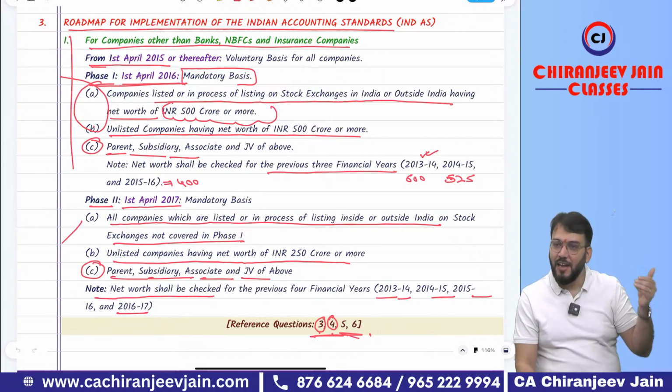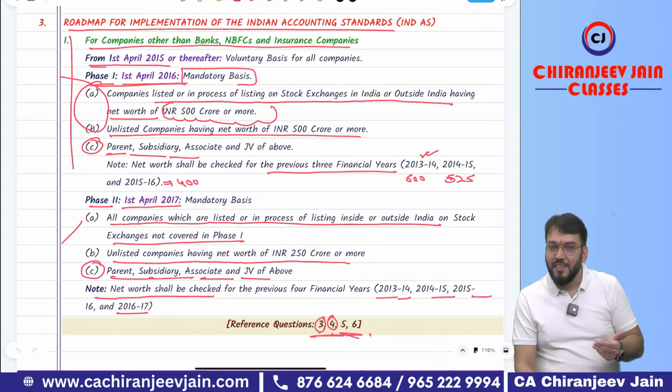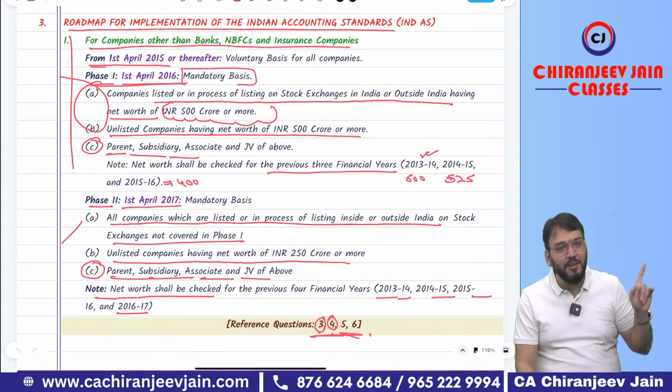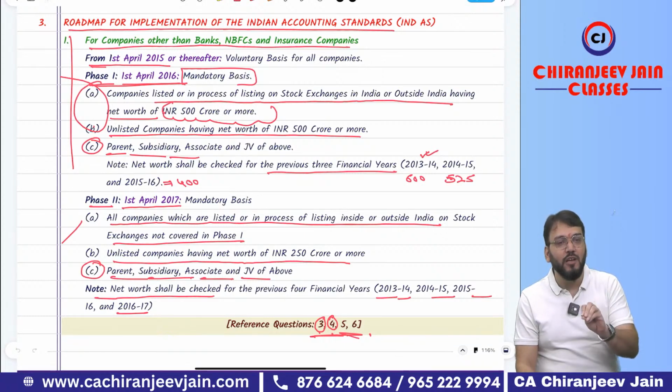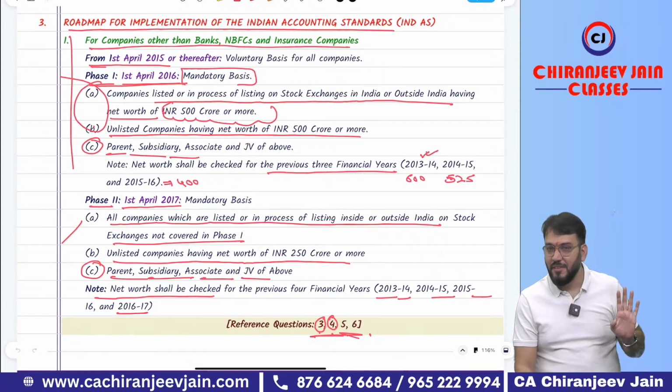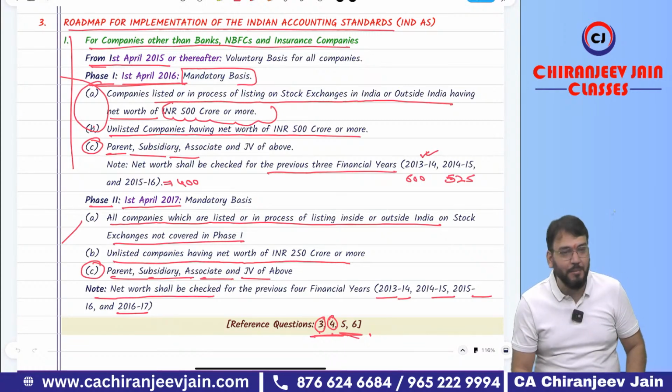Got this point? Accounting standard is CA Inter, Ind AS is CA Final. The company to which Ind AS is not applicable, accounting standard will be applicable to them, which has been notified under the Companies Accounting Standard Rules 2006. And the company to which Ind AS is applicable, all the Ind AS which are notified under the Companies Indian Accounting Standards Rules 2015 will be applicable.